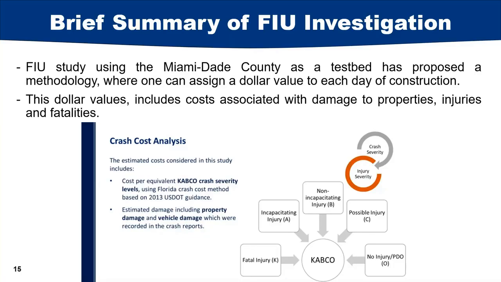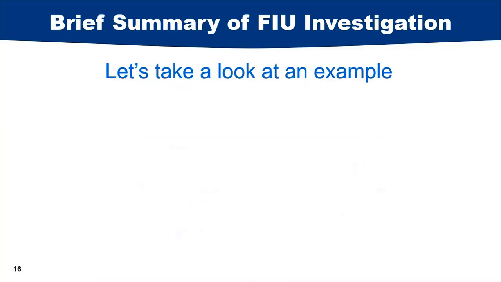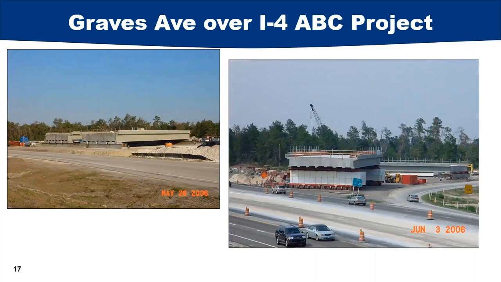So let's take a look at the example problem. Lots of assumptions have gone into applying the methodology that our transportation group developed to this example. The example that they used is the Graves Avenue over I-4 ABC project. This was back in 2006, in June 3rd, I believe.